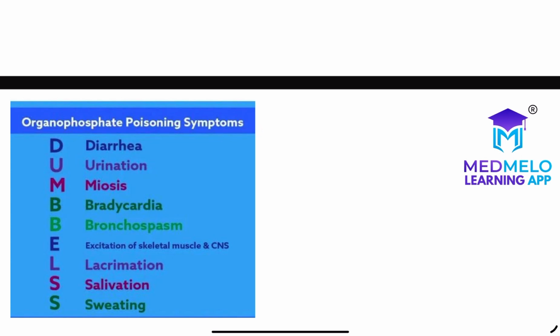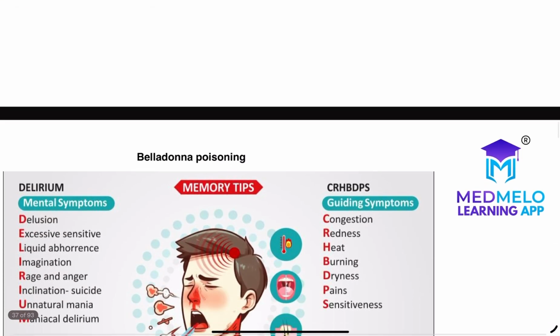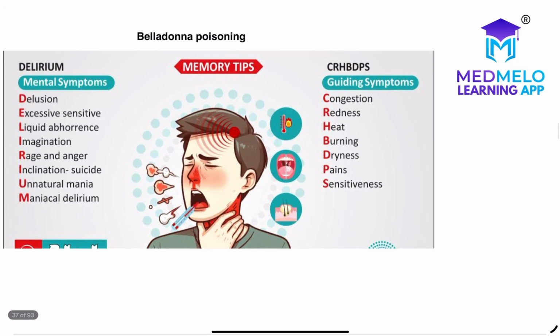So here we didn't see any complaints like acute liver failure. So organophosphorus poisoning does not cause acute liver failure. The next option is belladonna poisoning. What are the symptoms of belladonna poisoning? There is delirium, that is the mental symptoms: delusion, excessive sensitivity, liquid abhorrence, then high imagination, rage, anger, inclination to suicide, then unnatural mania, and maniacal delirium.